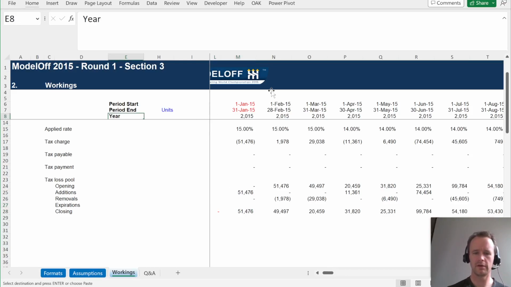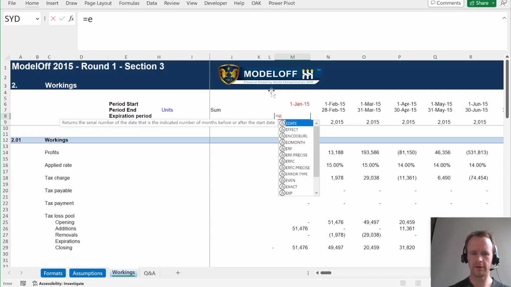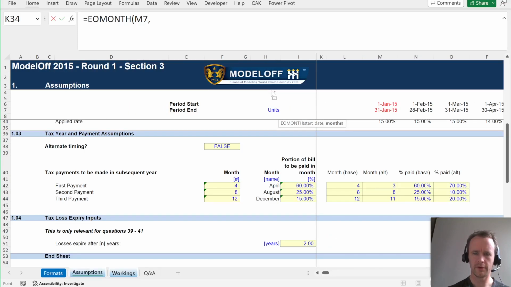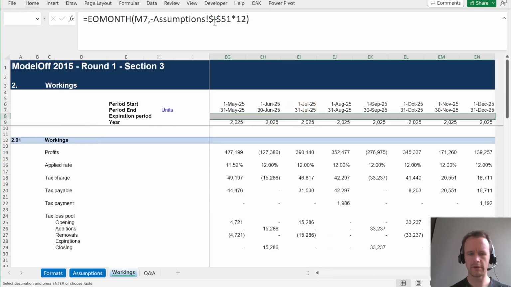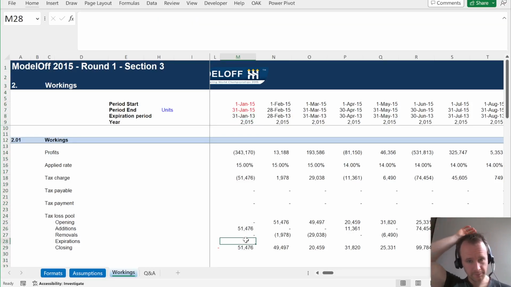I guess I'm going to add in something here, which is period. I'll call it expiration period. And for that, I'm going to say EO month, starting from here, and the number of months is going to be minus this times 12. So you're going to lock that cell in and carry that across. So in other words, at the end of 2015, I'll be considering for removal anything that accumulated by January 2013.